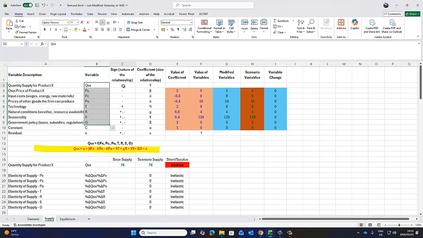So once we've identified our variables that we're going to work with, we've abbreviated our variables, the next step is to identify the nature of this relationship, i.e. the sign of each of these variables. What is the relationship between those variables and quantity supplied? That's really important.